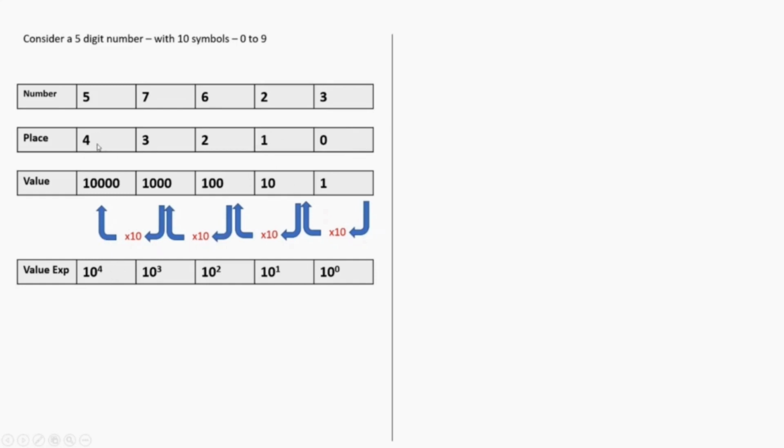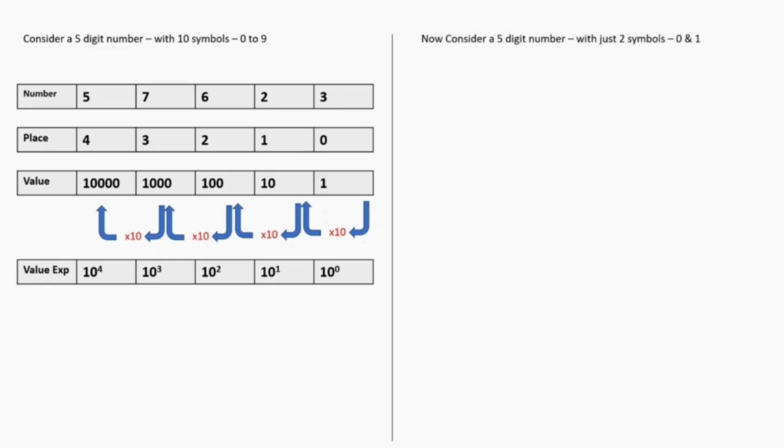So, if you want to find the value of a particular place, just write 10 and just write an exponent of that place once you start the place numbering with 0, right? So this is the numbering system that we use daily, and this is how it is used.